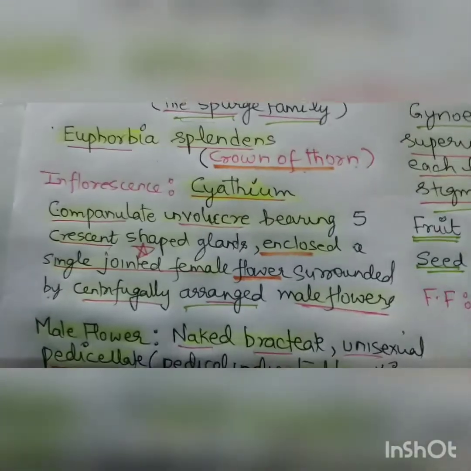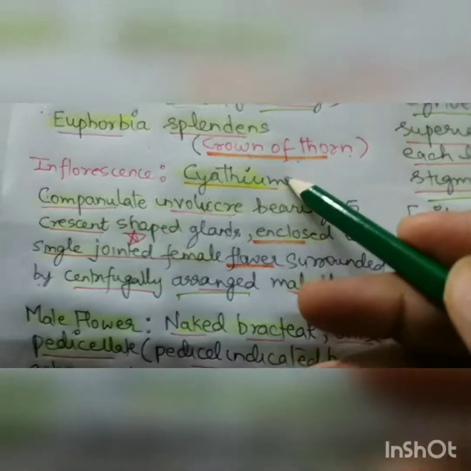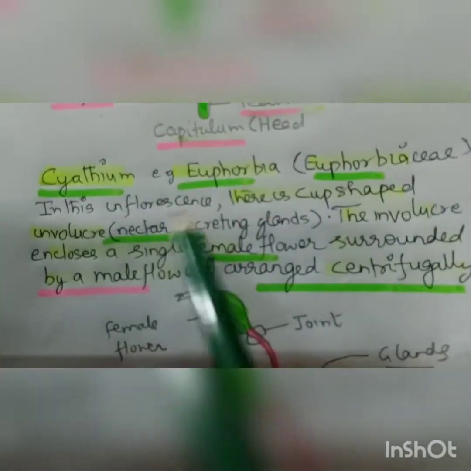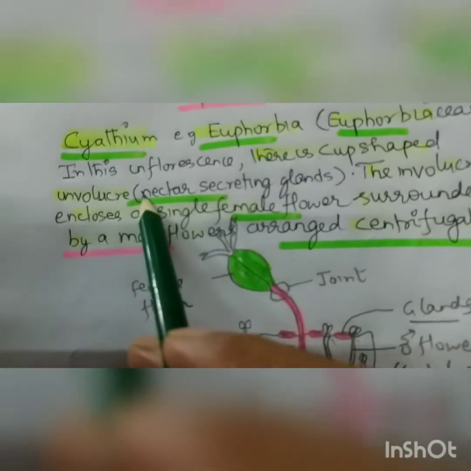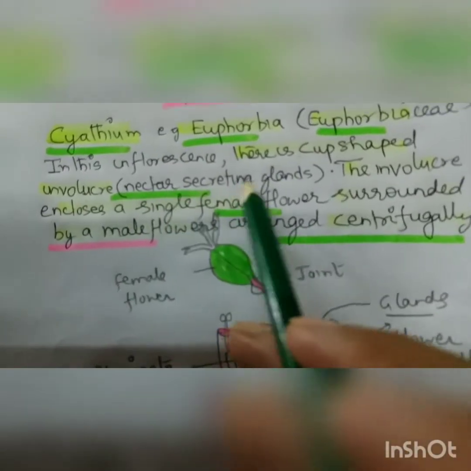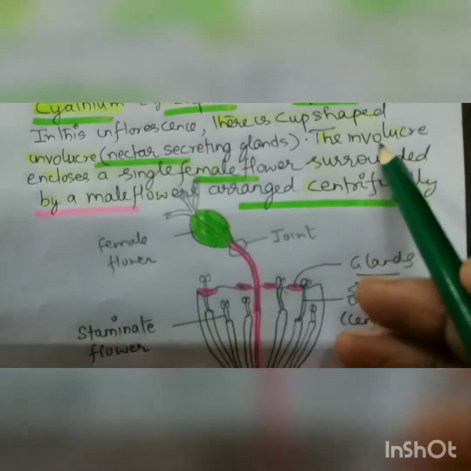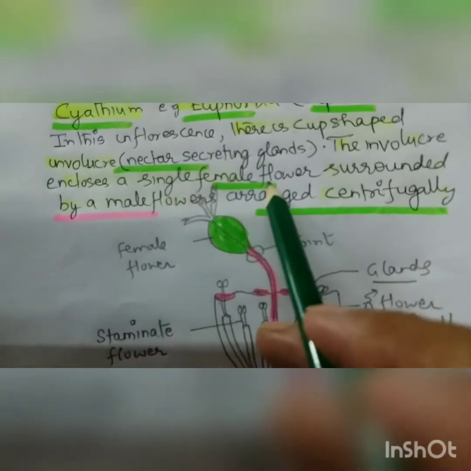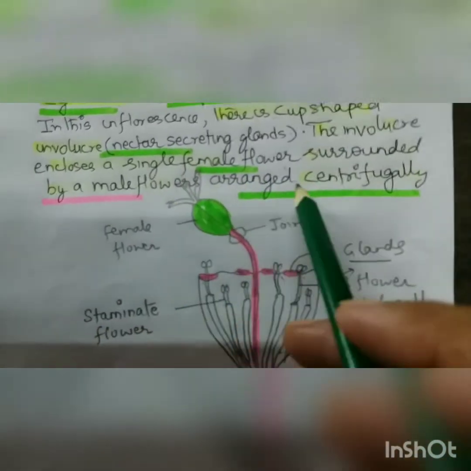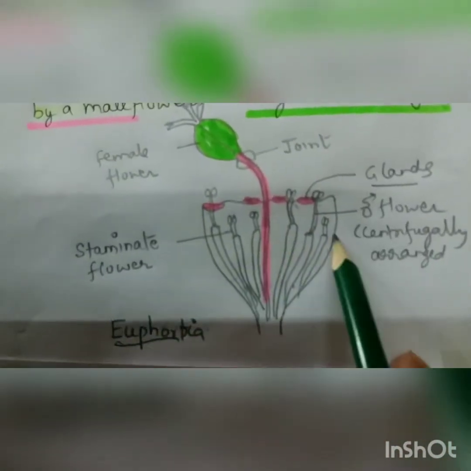The inflorescence is cyathium. This we already did yesterday. So cyathium is a special inflorescence. Here in Euphorbiaceae, it is a cup-shaped involucre having nectar-secreting glands. The involucre encloses a single female flower surrounded by male flowers which are centrifugally arranged.